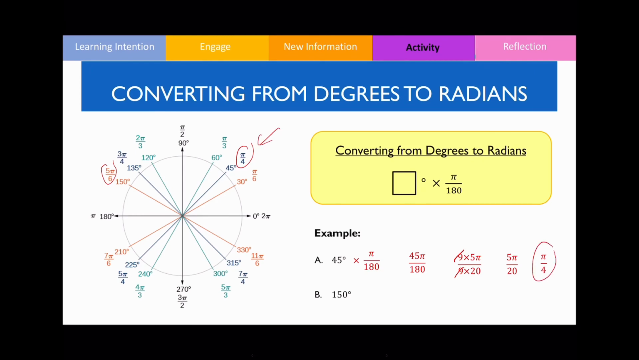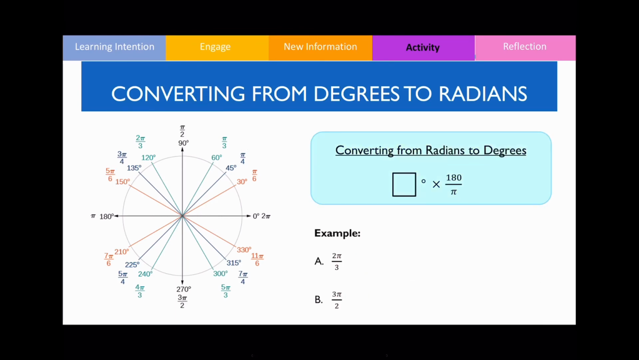So we'll do another example. 150 degrees, again you're going to multiply that by pi over 180. If you do this, you can easily see that the common factor between 150 and 180 is going to be 30, so you can cancel out the 30. Therefore your answer is going to be 5 pi on 6. So these are quite easy examples.